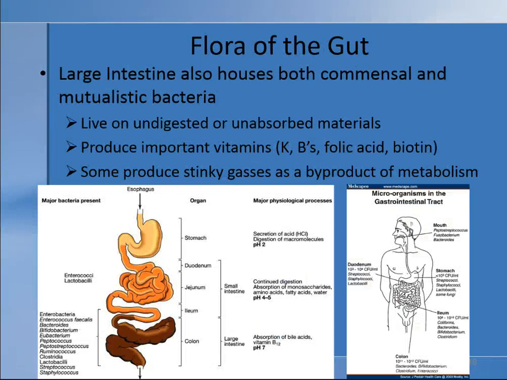Okay, now the large intestine is a farm. It's a zoo, if you will, of all kinds of bacteria. Some are commensal, some are mutualistic, but they live on the undigested or unabsorbed materials. And this is very important. They get food, but what we get are the vitamins, because the byproduct of their consumption is these vitamins, and so we get most of our vitamins as a byproduct of these bacteria.